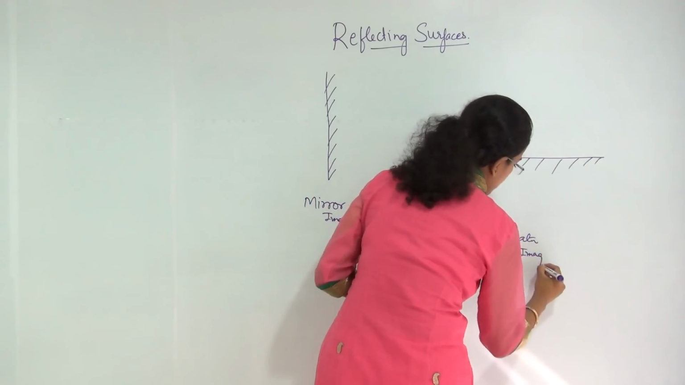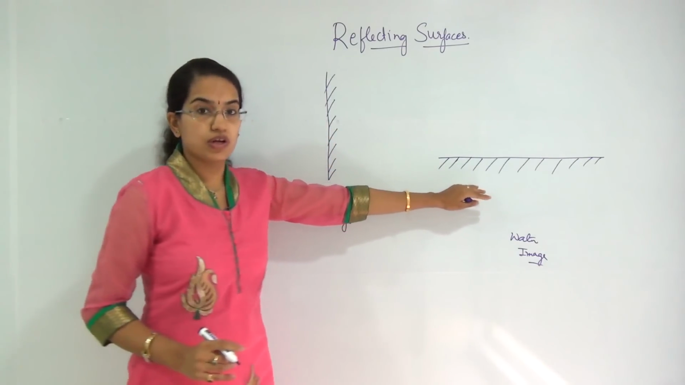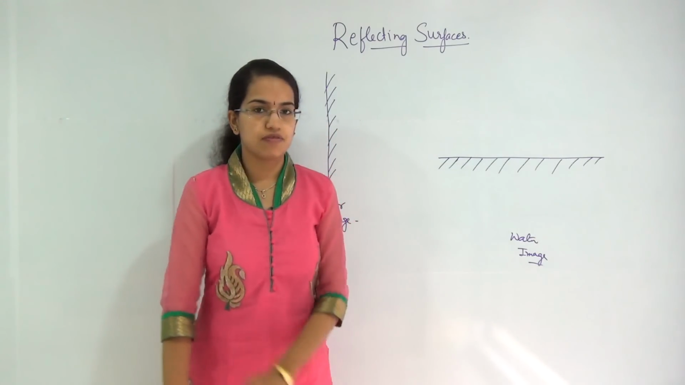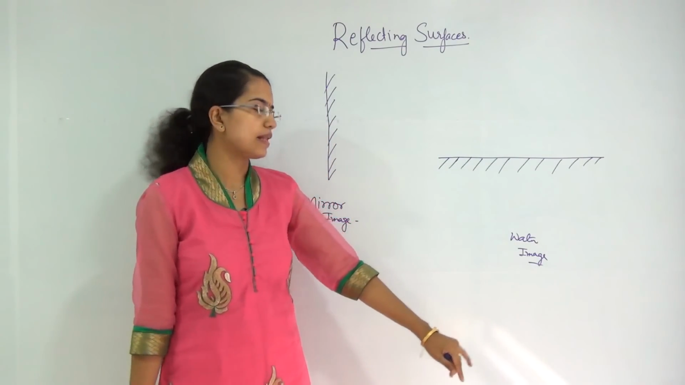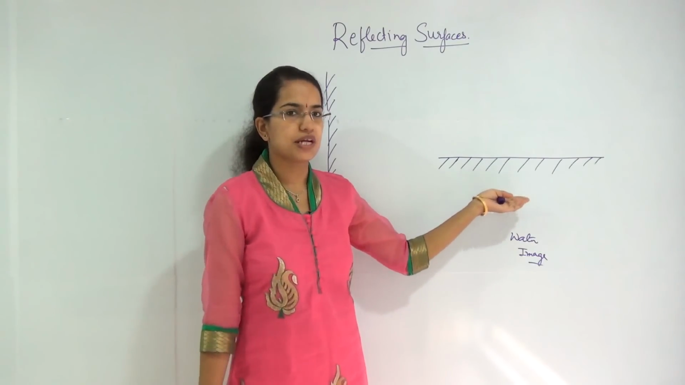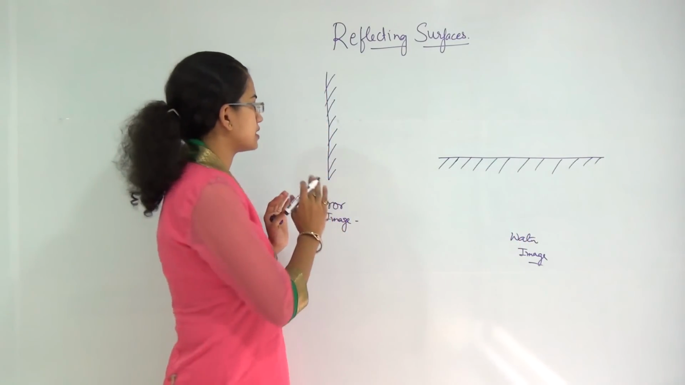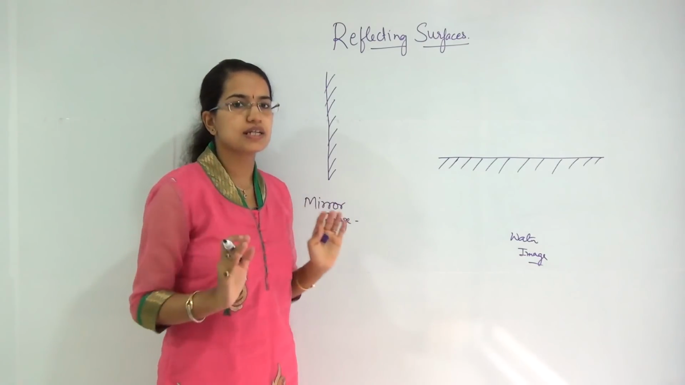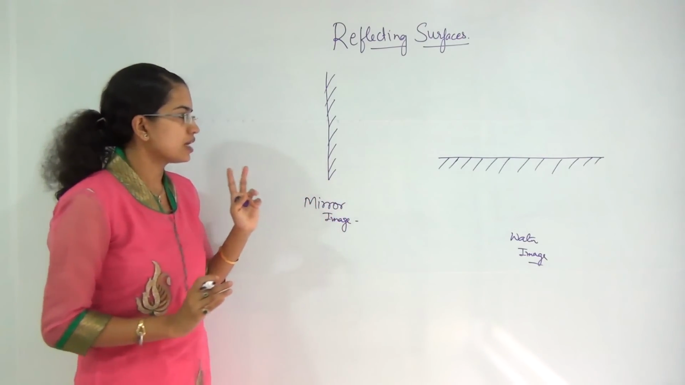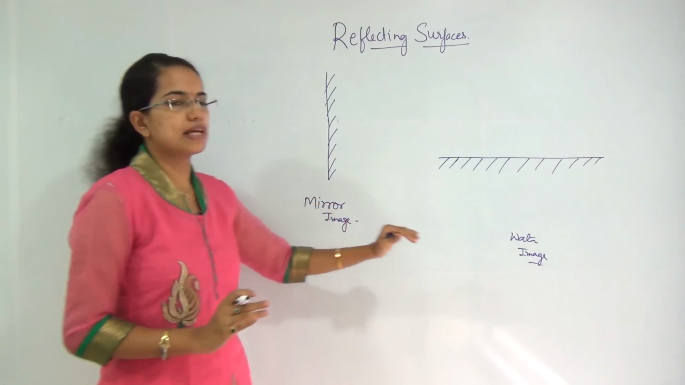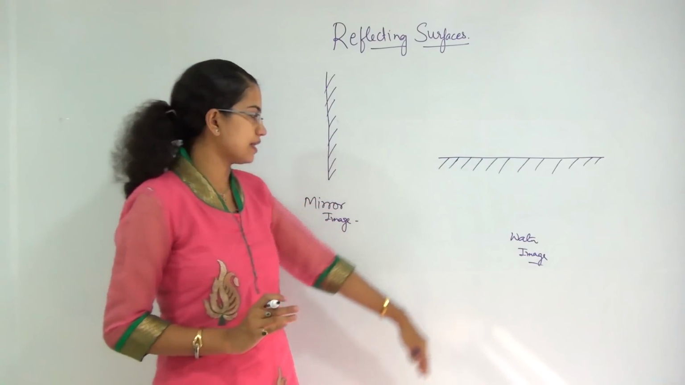However, to make it very clear, it's not just the water, but if a mirror is kept on a horizontal plane, it would create the same effect as the water would do. So it's very important to understand that we would be understanding reflecting surfaces in two planes. One is the vertical plane and the other is the horizontal plane.